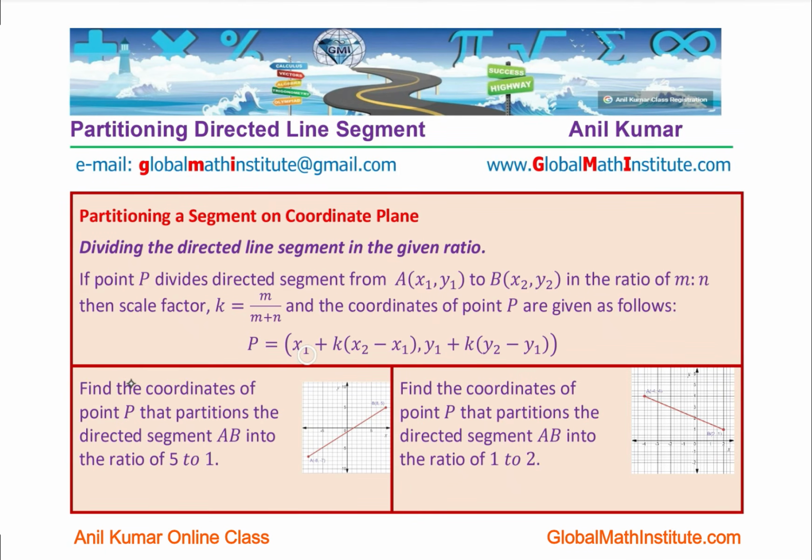So starting from x1, the first point, in this case happened to be A, plus the scale factor k times (x2 minus x1), this is the run, right? And y1 plus k factor times the rise. Absolutely clear? So that is how the formula should be utilized.